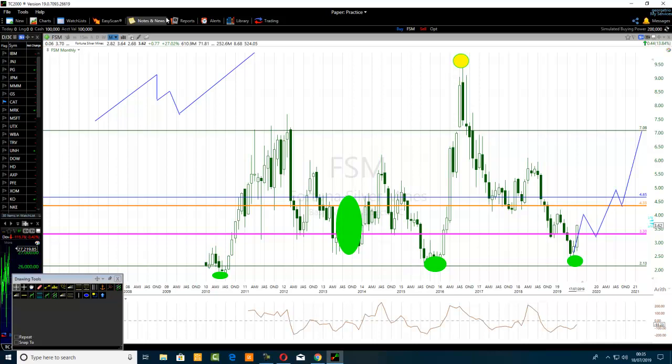But right now, all in all, for Fortuna Silver Mines, very beautiful name. Okay, so maybe Fortuna will make us a fortune. All right, good fortune, of course.